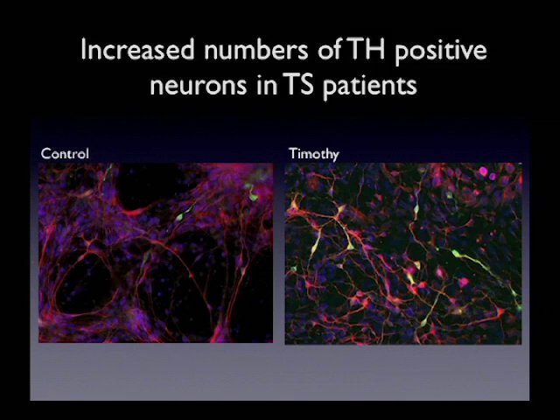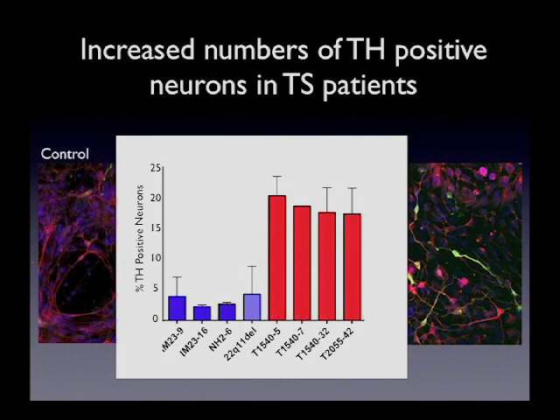There are changes in gene expression. The question is, are there also changes in the amount of protein? So in this case, we followed it up by using antibodies that specifically recognize that gene, tyrosine hydroxylase, this rate-limiting enzyme. You can see right away that there are far more cells that produce this enzyme in Timothy patients than in controls. In fact, this is not true for just one Timothy patient. It's true for all four of them. It's also not true in another kind of disability called 22q11 deletion syndrome.